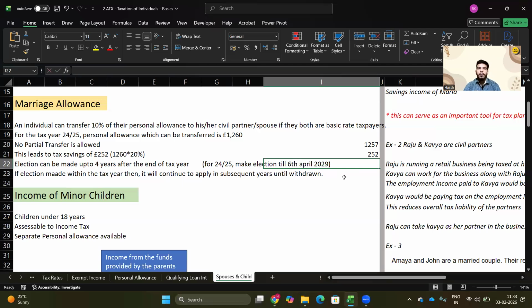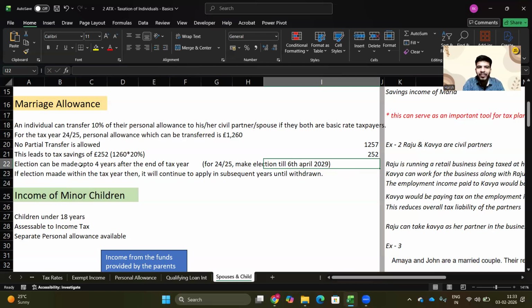Now this election can be made up to 4 years after the end of the tax year. So let's say if 25-26 is my current year, I can make the election till 6th of April 2030. So after 4 years, you have the option to make a joint election.